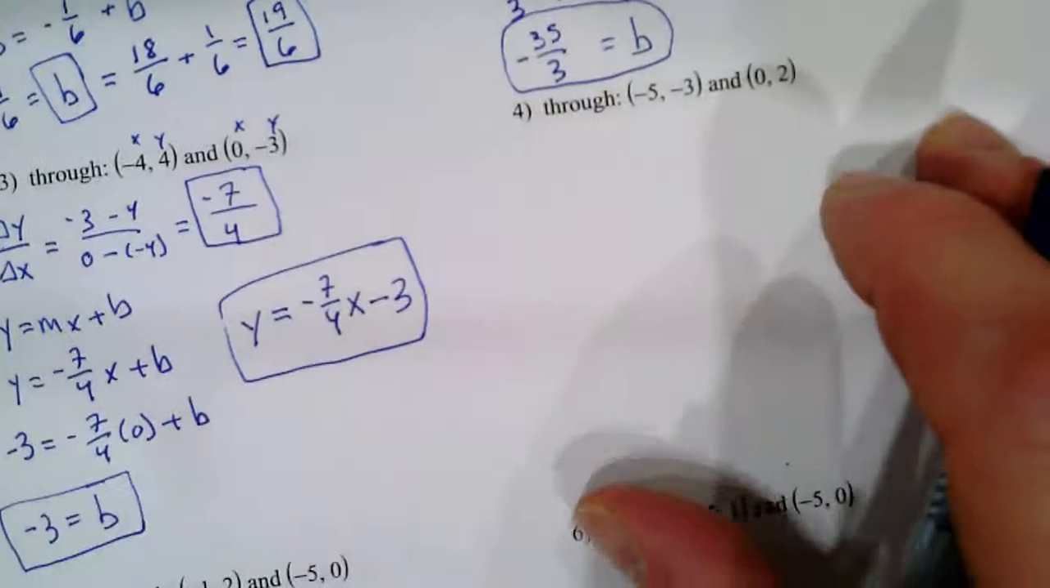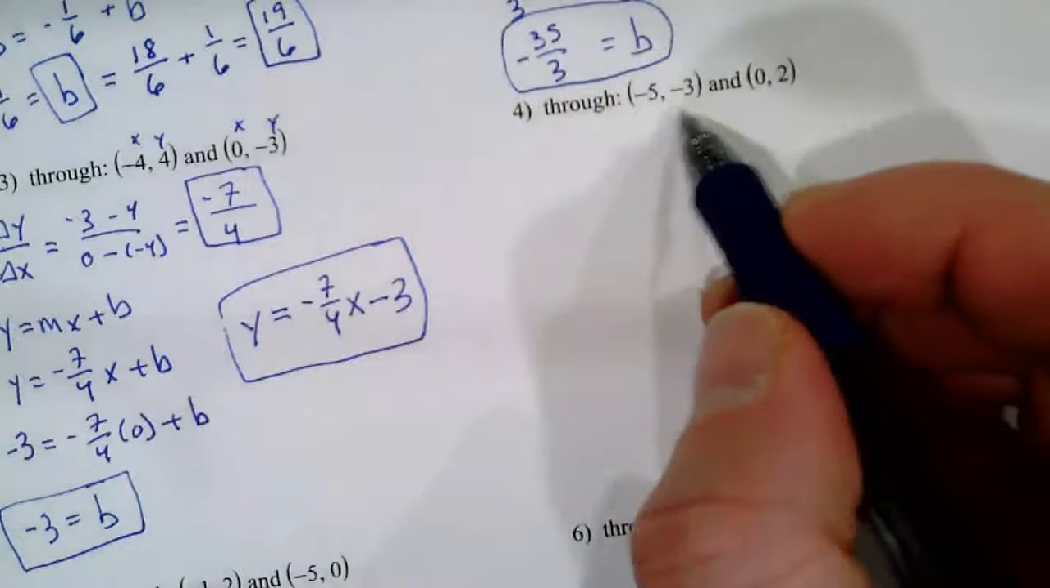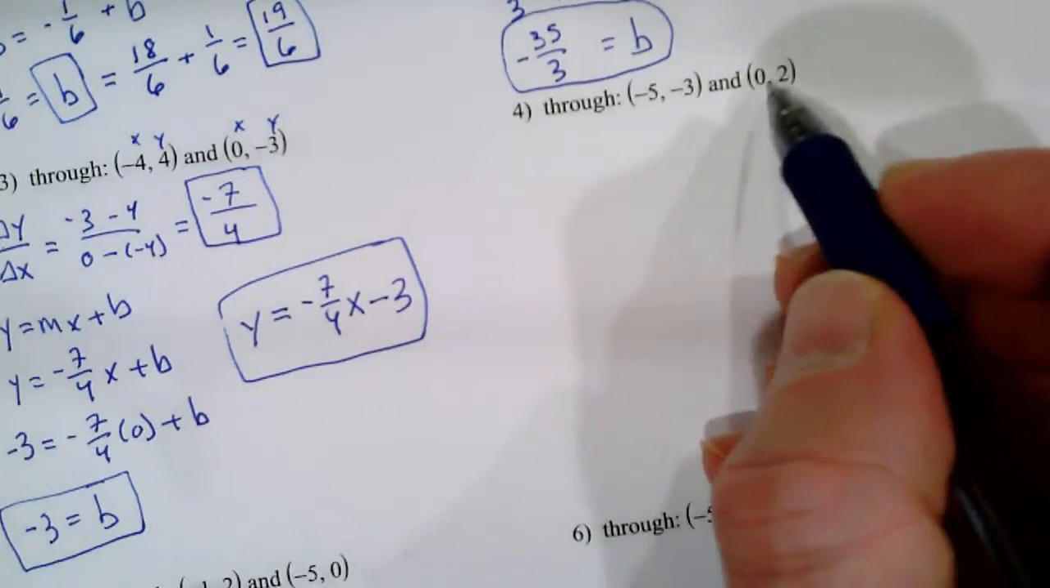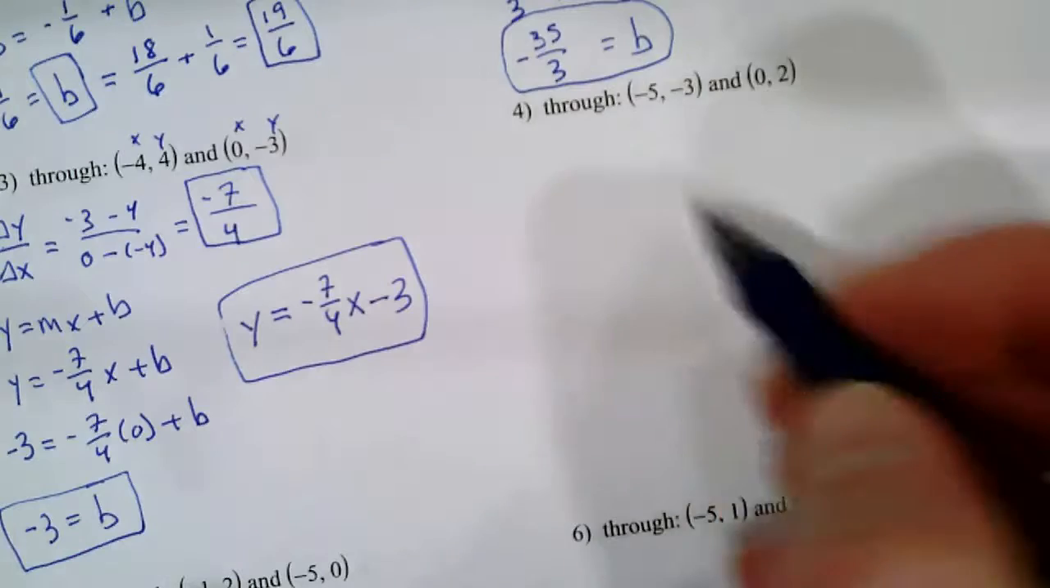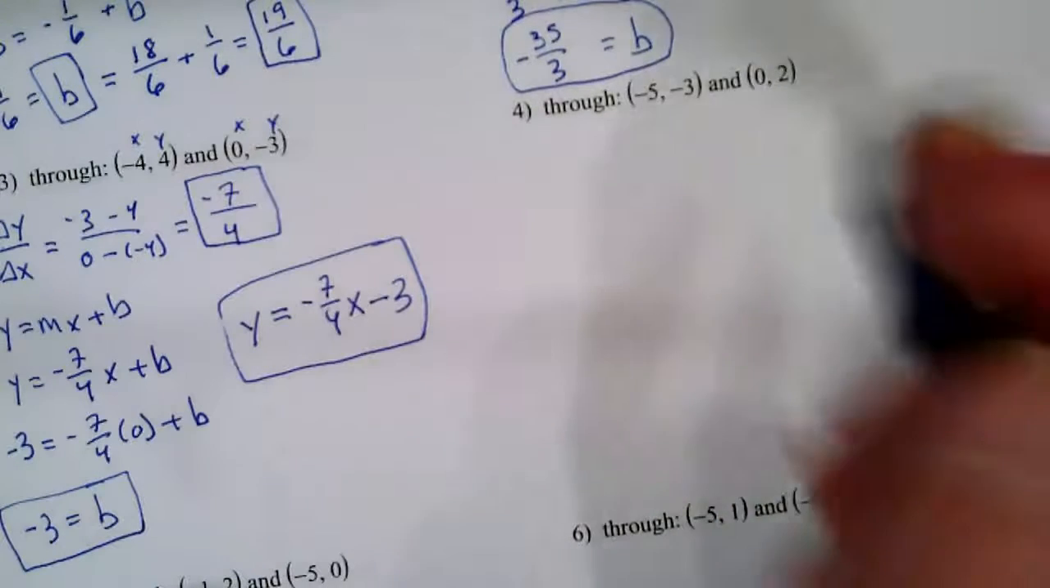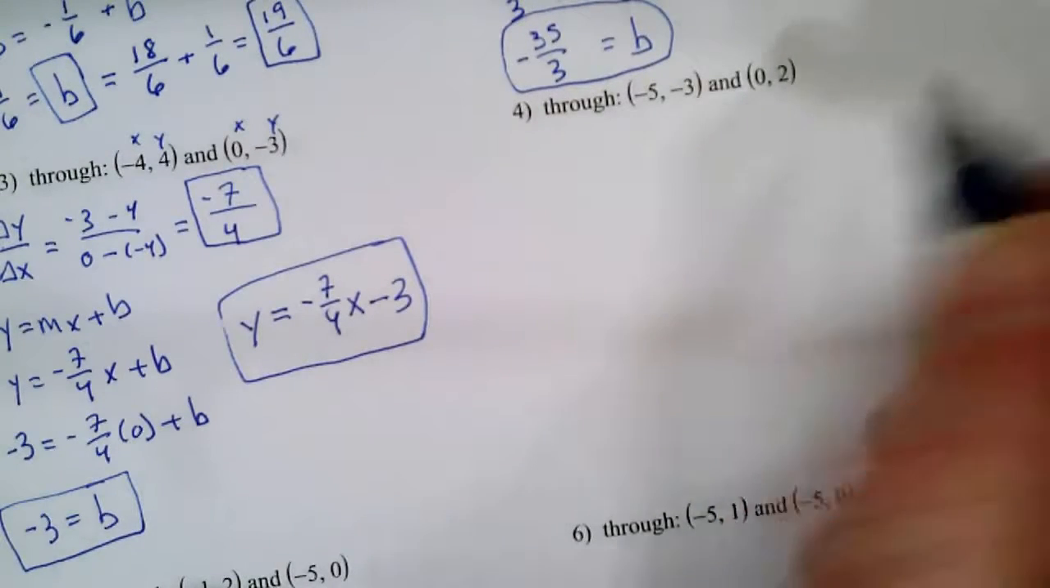And last one for our examples here. We've got the points negative 5, negative 3, and 0, 2. And notice again, because the x-coordinate is 0, this is where the line crosses the y-axis. I'm going to do the math anyway, but that's going to be our answer. It's going to be something plus 2 in the end.